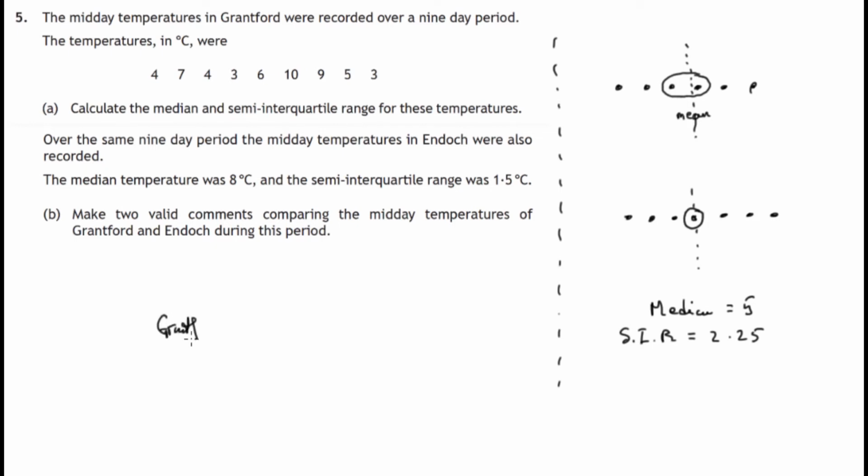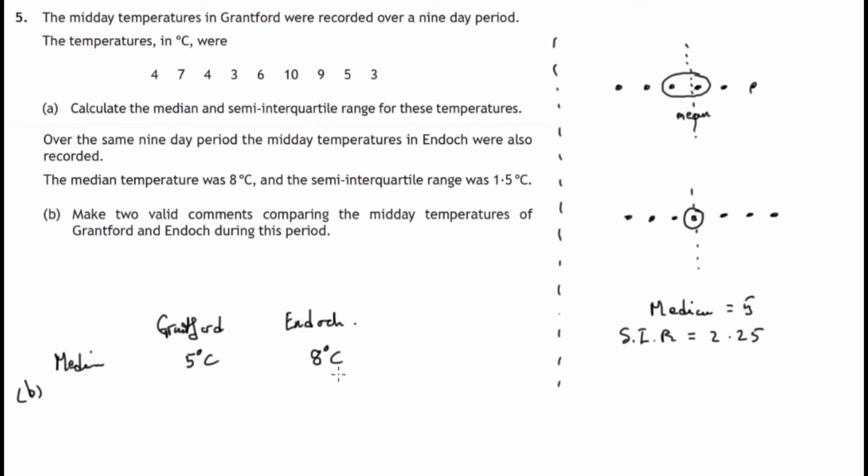Grantford compared to Endoch, and we're looking first of all at the median. So the median in Grantford, which is what we've just calculated, was 5, whereas the median in Endoch was 8. So this is a measure of the average temperature. So what could we say about the average temperatures, the median temperatures?